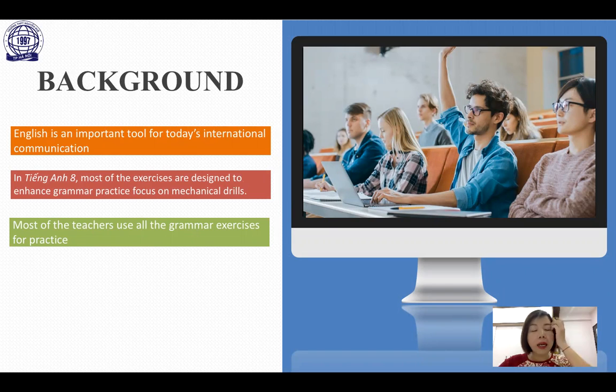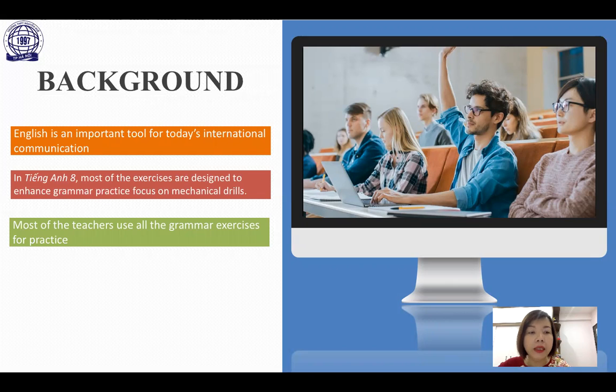Firstly, about background of my study. As you know, English is an important tool for today's international communication. And Võ Thị Secondary School in Hải Dương City has 4 grades from 6 to 9 with 5 classes for each grade. Therefore, this school now has more than 800 students, and Võ Thị is known as one of the oldest secondary schools in Hải Dương City, teaching English as a compulsory subject.